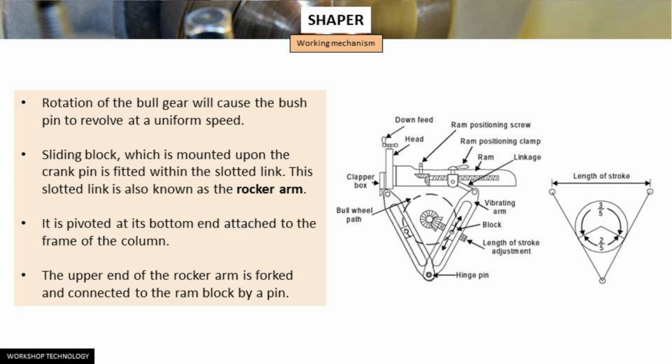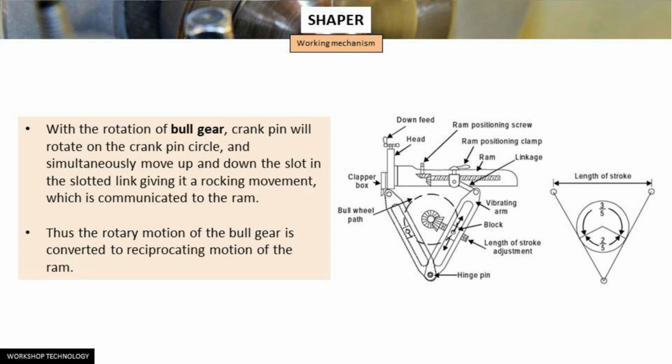It is pivoted at its bottom and attached to the frame of the column. The upper end of the rocker arm is forked and connected to the ram block by a pin. With the rotation of the bull gear, the crank pin will rotate on the crank pin circle and simultaneously will move up and down the slot in the slotted link, which will give it a rocking movement. This movement is then communicated to the ram, and thus the rotary motion of the bull gear is converted into the reciprocating motion of the ram.